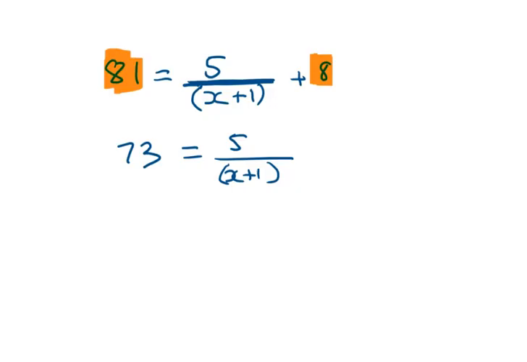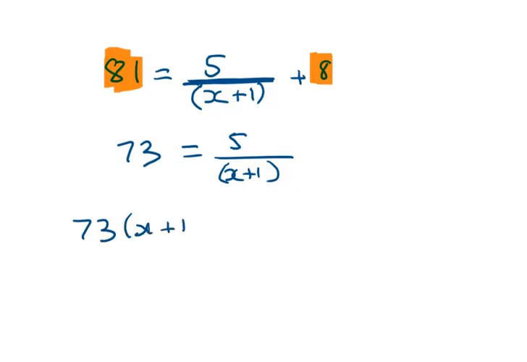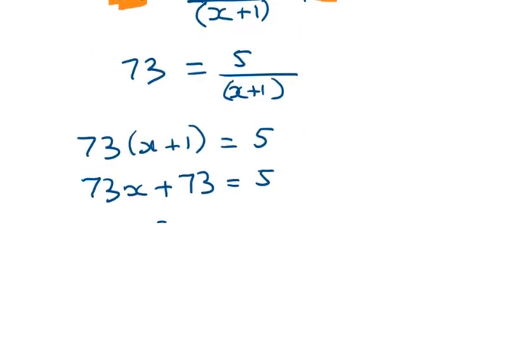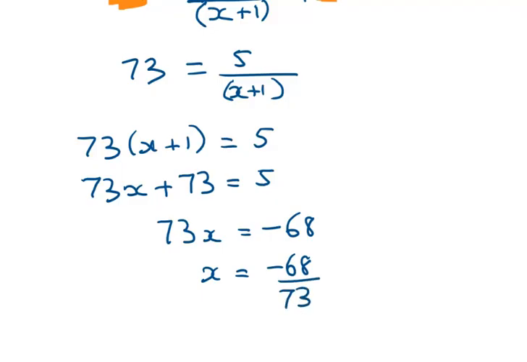I'm going to multiply both sides by x plus 1. That gives me 73 times x plus 1. That's equal to 5. And now I've got 73x plus 73 is equal to 5. 73x is equal to negative 68. And now x is equal to negative 68 divided by 73. Now I can quickly check that there are no common factors in there. But there aren't, so let's just quickly look at how I can do that really fast.